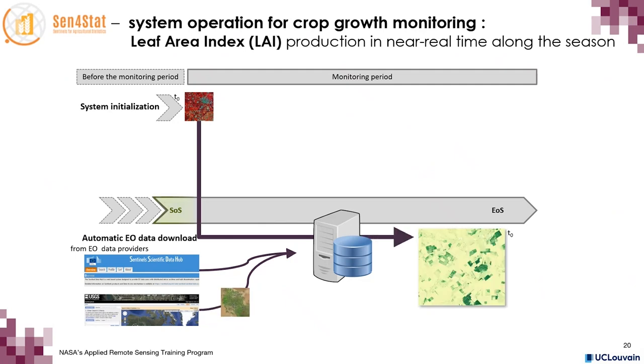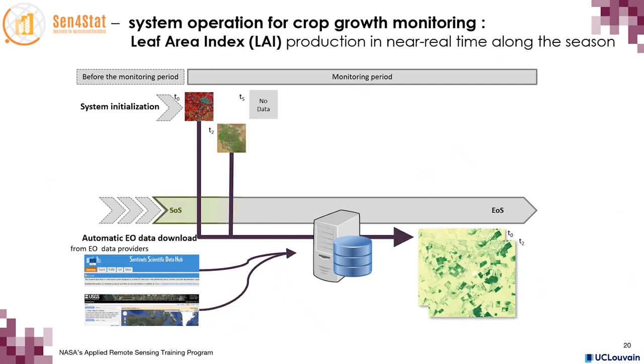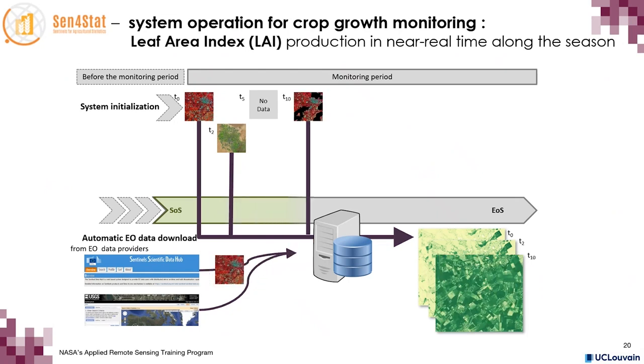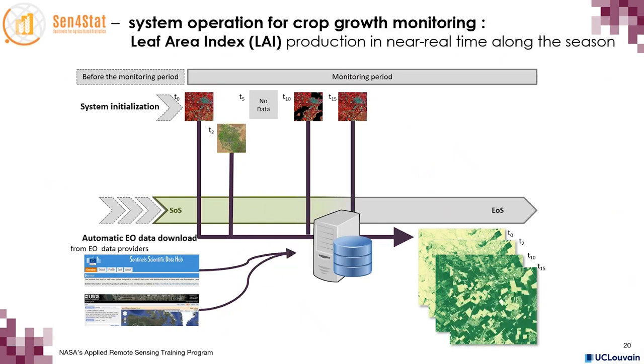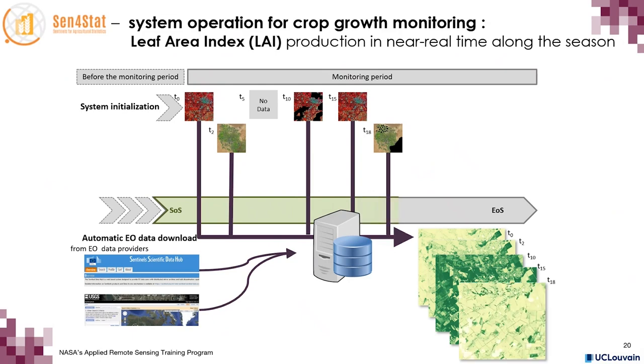The system is illustrated here while running in real time. As soon as the data are available on the catalog on the Sentinel hub or on the USGS website, they are downloaded to the local server. Once they are downloaded, they are pre-processed, atmospherically corrected, cloud screened, and turned into leaf area index in this case. This allows you to deliver leaf area index maps for the whole area of interest along the season.